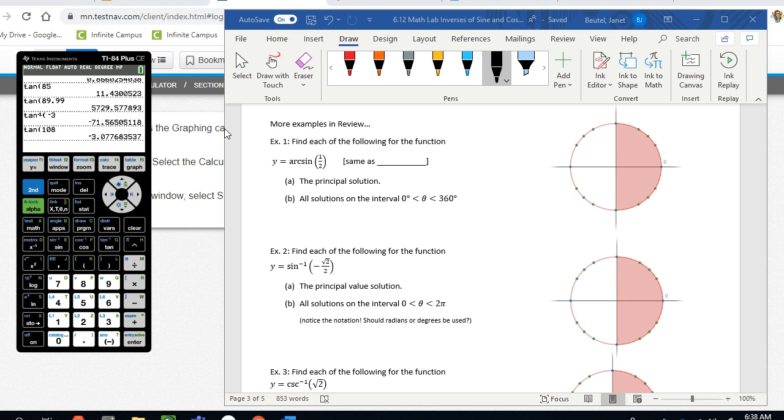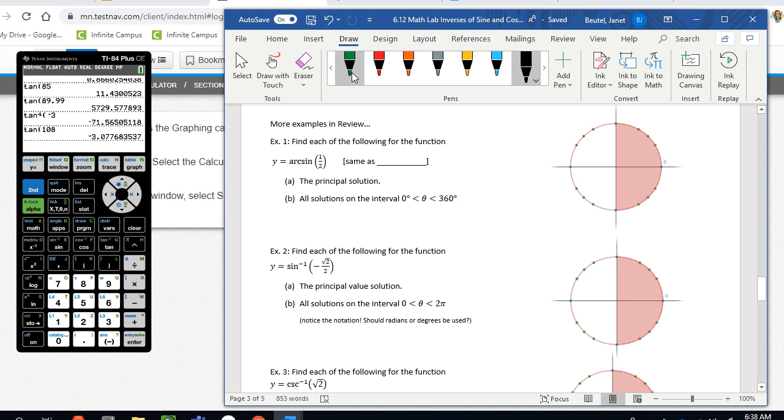All right, so on these, what we're going to do is find the following function. First of all, you need to be aware, and don't be afraid of this, that arc sine of 1/2 is exactly the same as sine inverse of 1/2. So don't let that bother you.